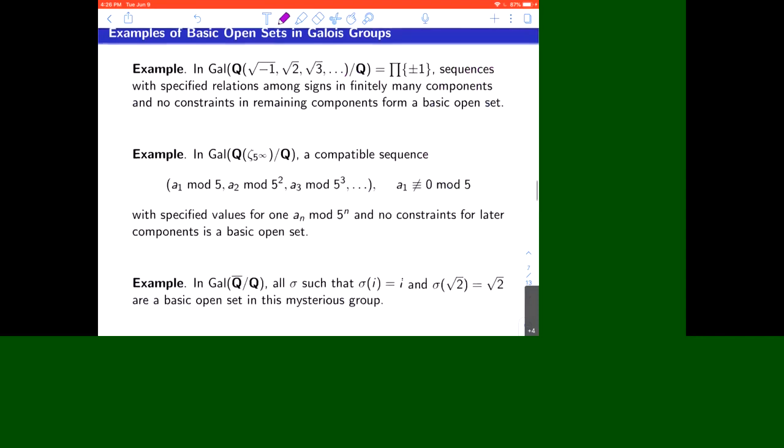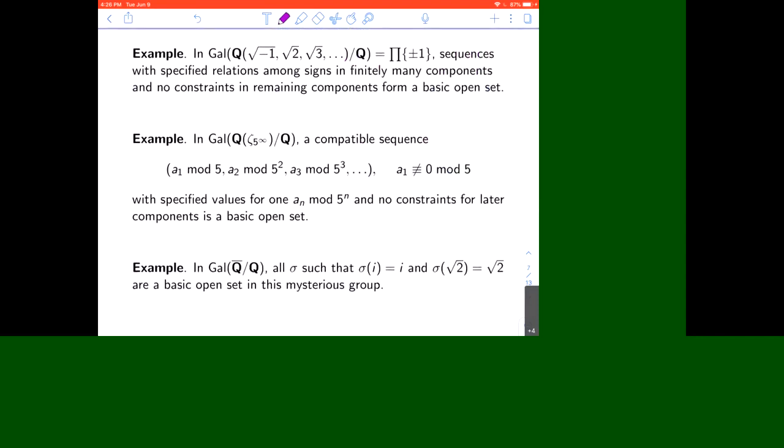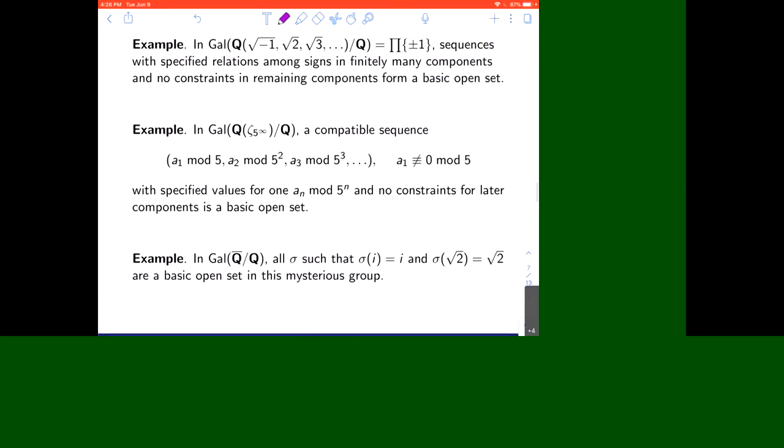So let's take a look at our examples again, in terms of basic open sets. If we take our Galois group of Q adjoin all the different square roots, think about the Galois group in terms of various plus and minus signs, then an example of a basic open set would be specifying, for instance, how it behaves on Q join root 2 and Q join root 3, and not worrying about what's happening anywhere else.